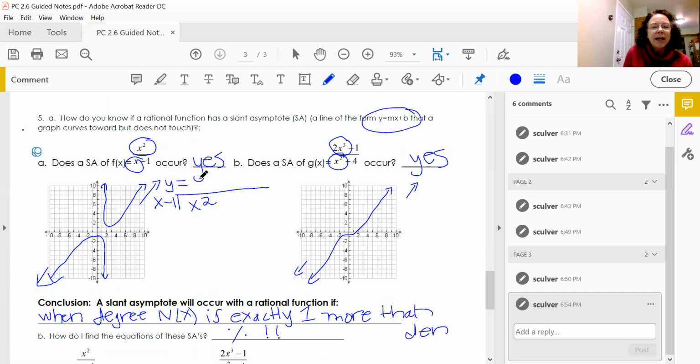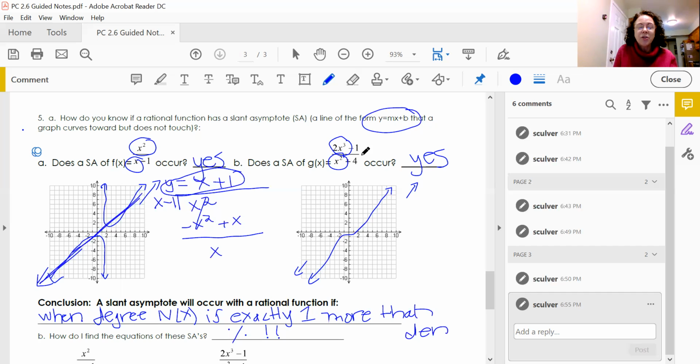What would I multiply x by here to get x squared? That would be an x. That would be x squared minus x. I'll subtract, and I'm left with a plus x. What would I multiply x by here to get an x? That would be plus 1. And we have the slant asymptote right there. If you graphed x plus 1 on this graph, you would see the graph go right towards it.